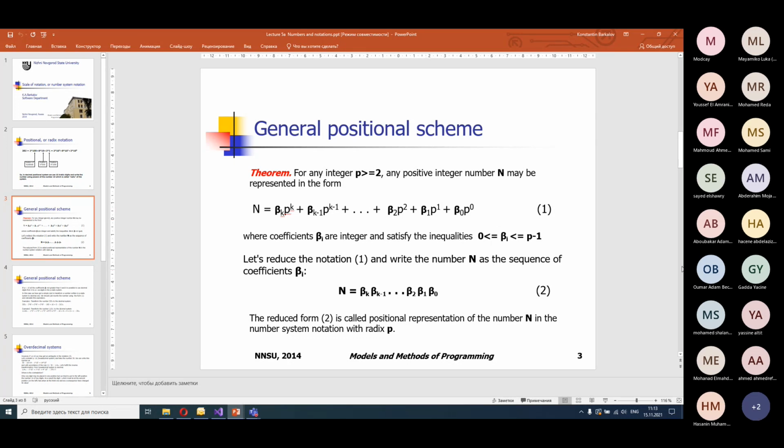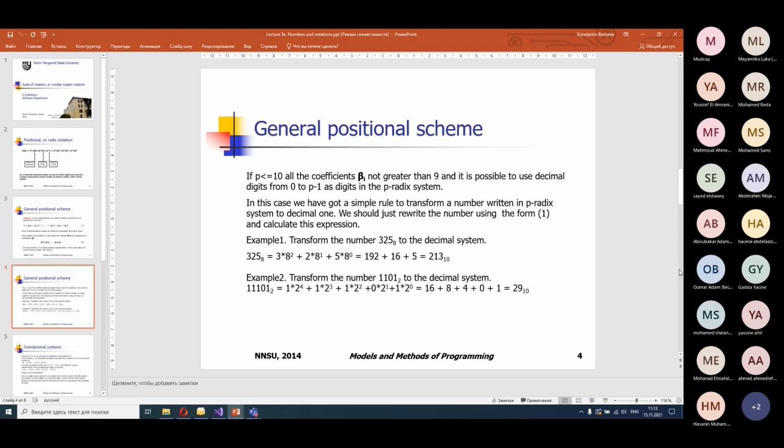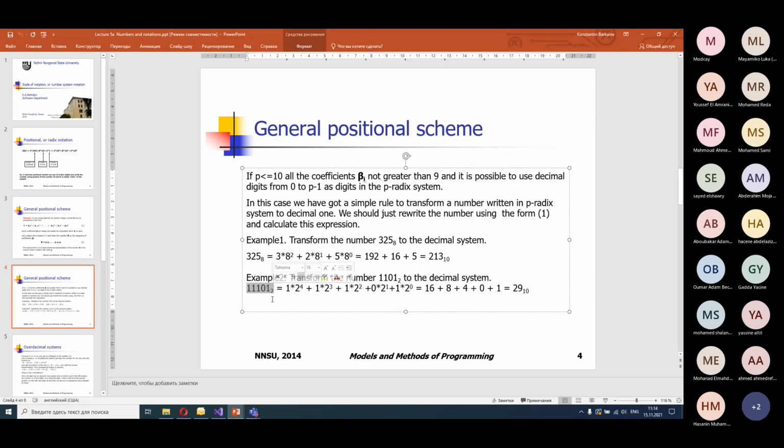But in programming, we consider 3 special systems of notation: binary with radix 2, octal with radix 8, and hexadecimal with radix 16. And of course, we pay attention to the binary system of notation with radix 2.